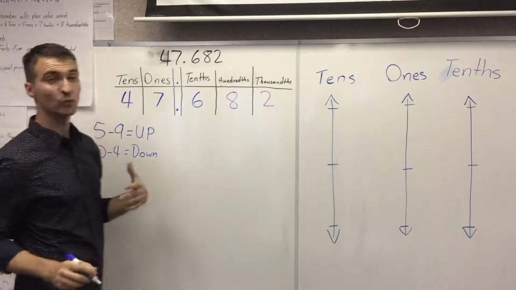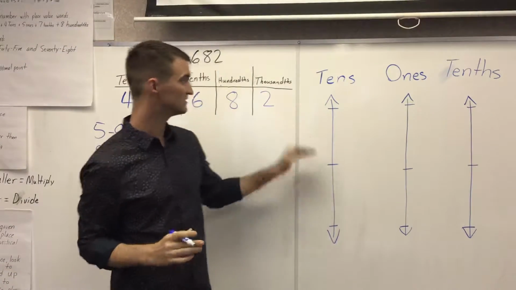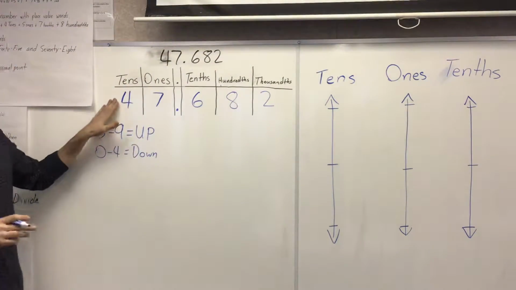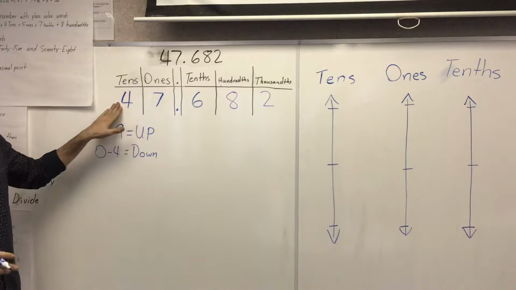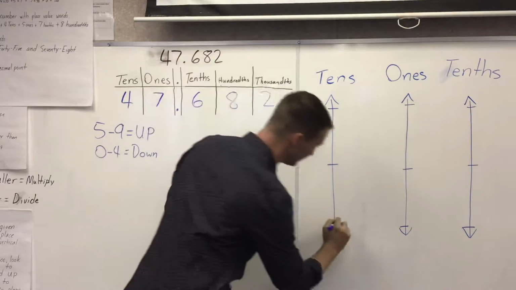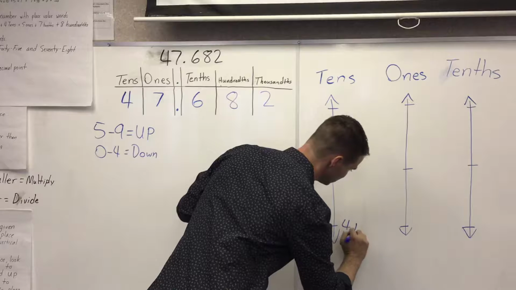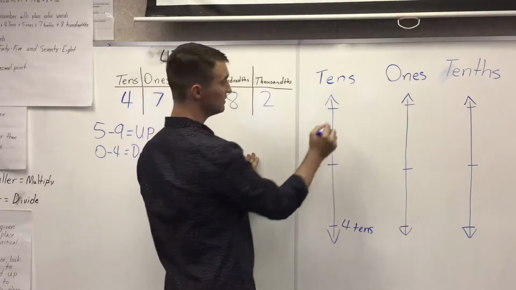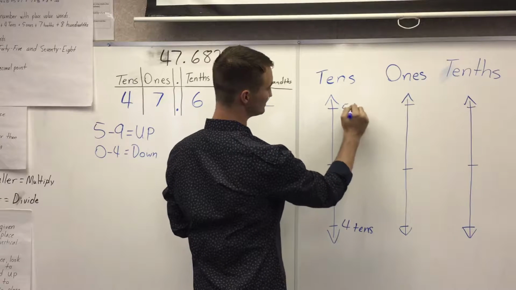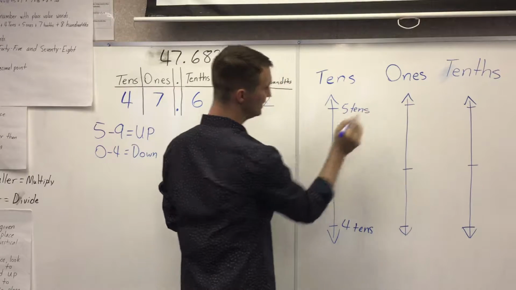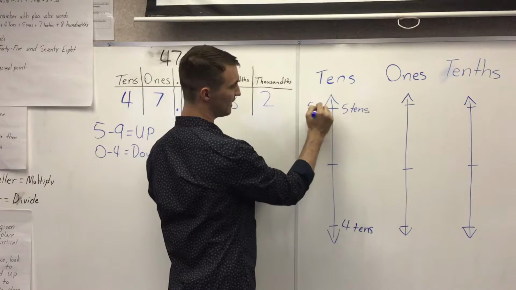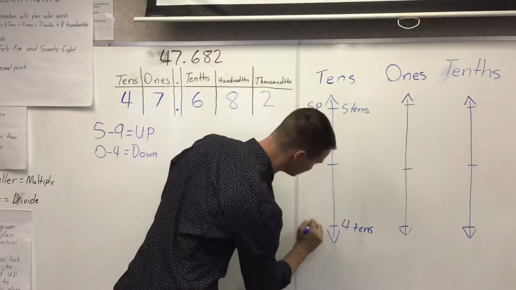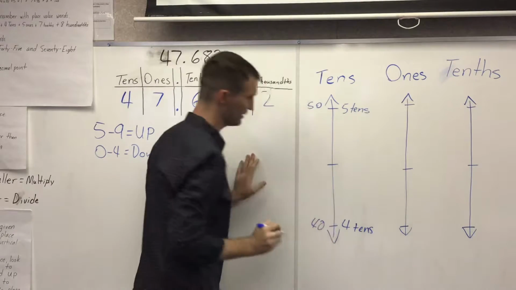So, as I said, we're going to start with our tens. Let's take a look over here. We have 4 tens, and so we're going to start with a number that we have. We're going to write it down here, 4 tens, in unit value. And up here, we're going to write the next set of tens, which is 5 tens. To help you remember, 5 tens is 50, and 4 tens is 40.